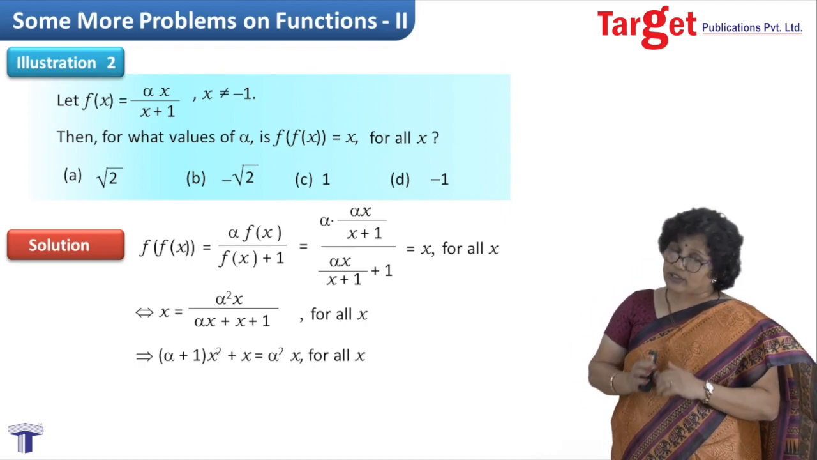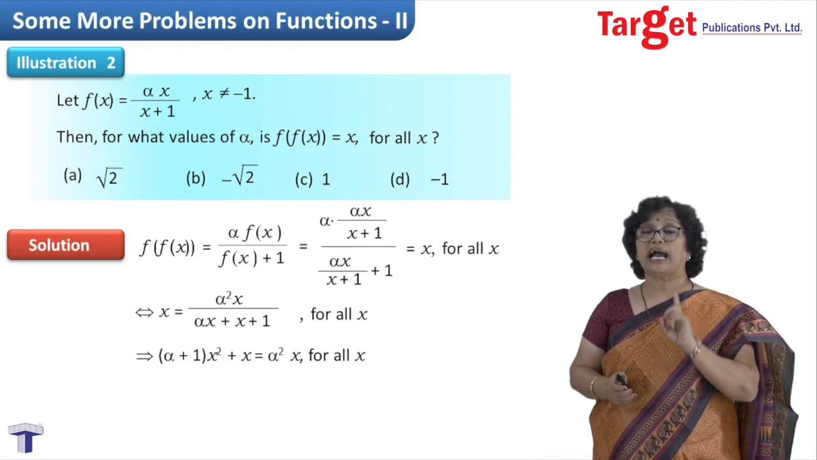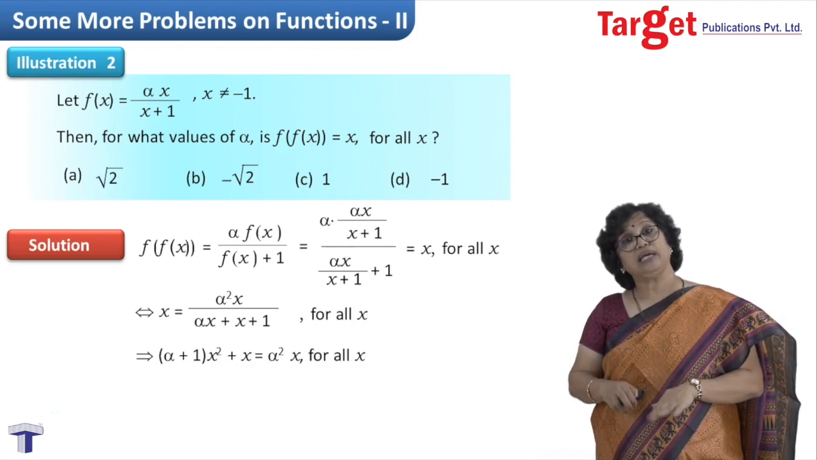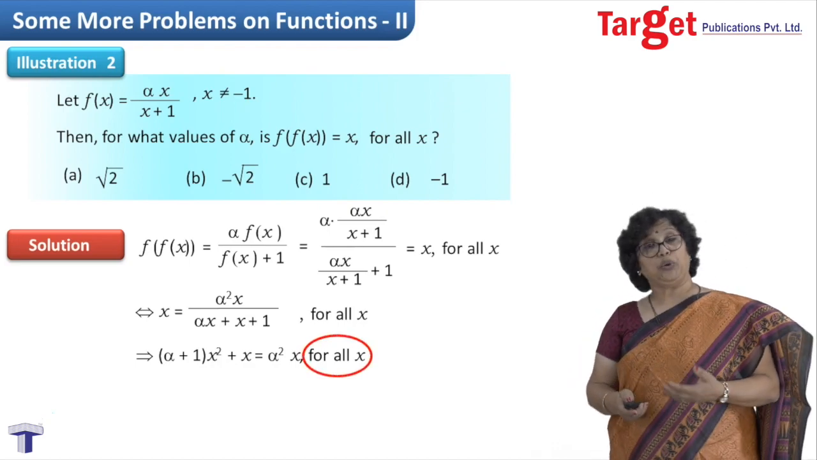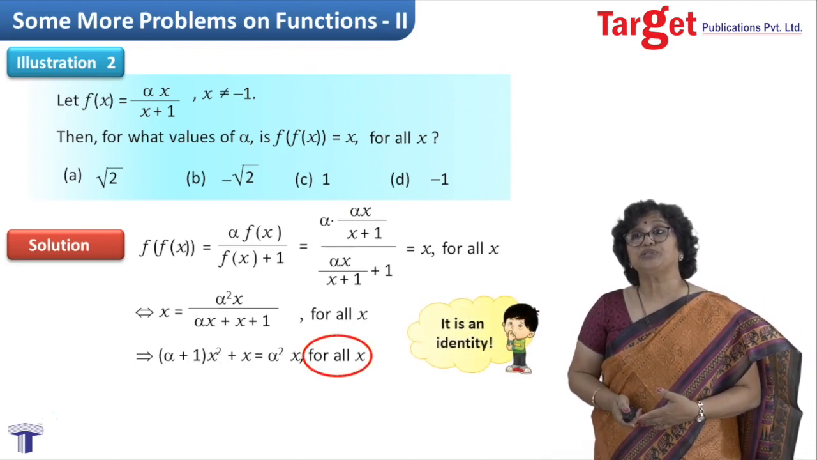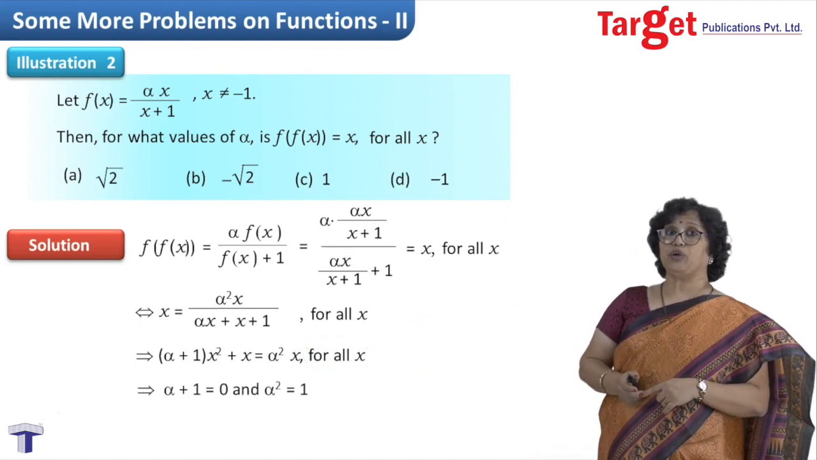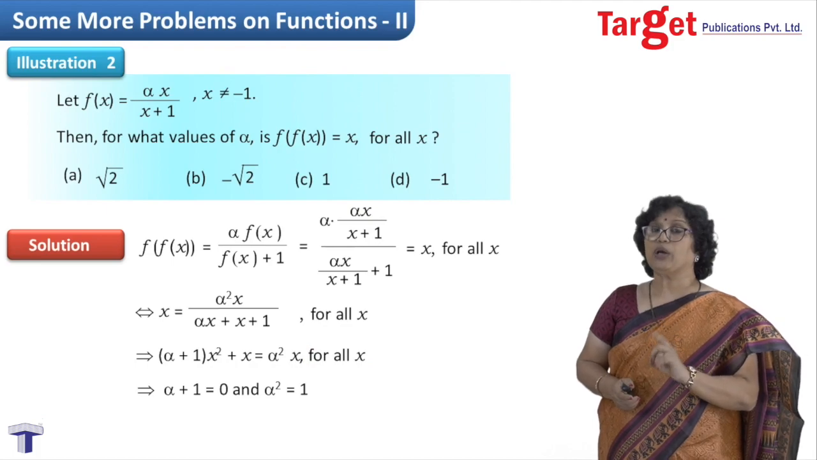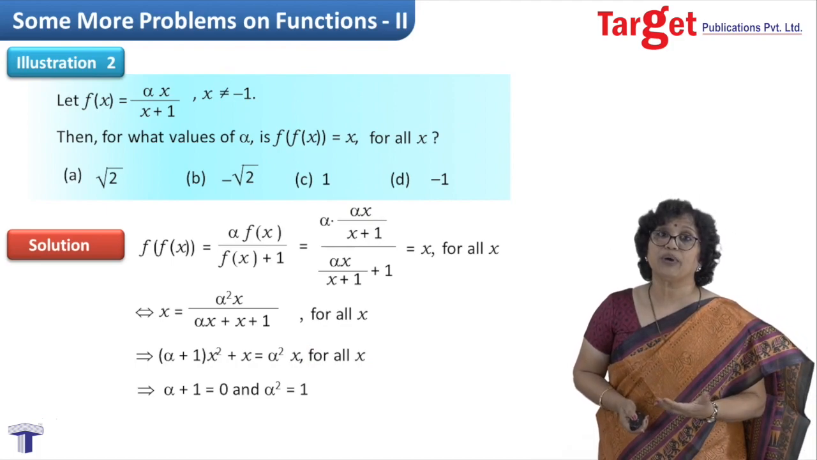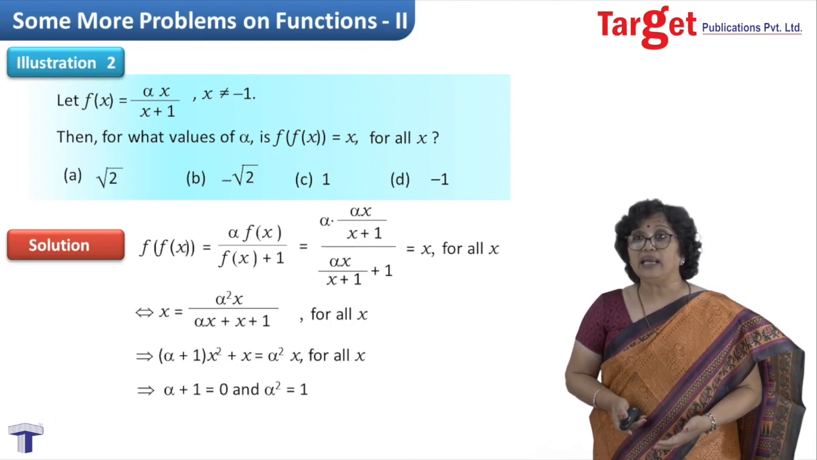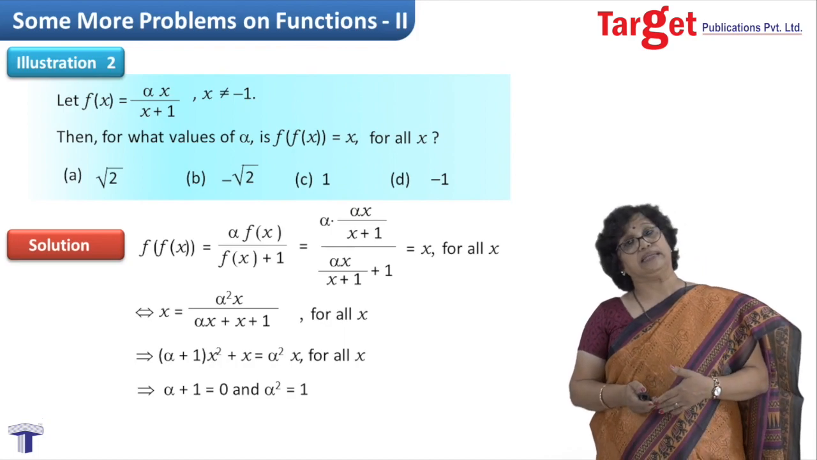Now, I further go and I realize that since it is true for all x, it is an identity. I can actually compare the coefficients of x square and x on two sides, and that would lead to, since it's an identity, alpha plus 1 equal to 0. Why do I say so? Because there is no term on the right hand side of x square. So the coefficient of x square would be kept as 0, and for the coefficients of x, when you match, you realize alpha square should be nothing but 1.